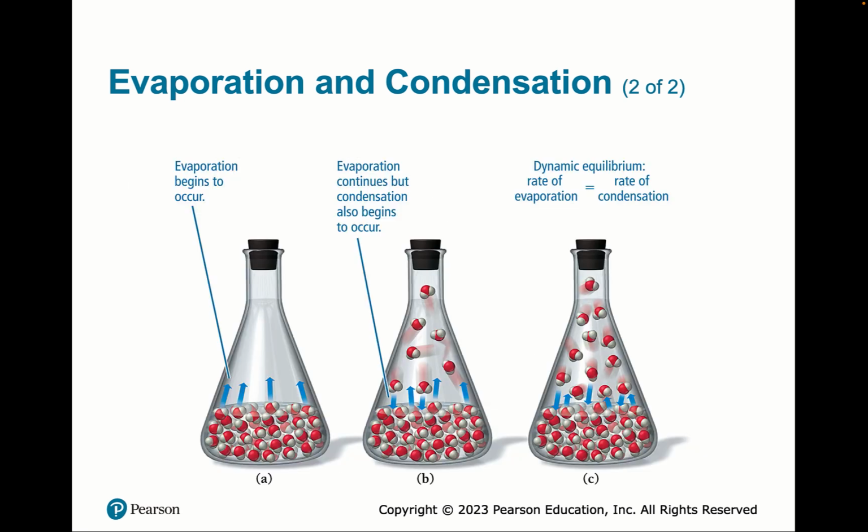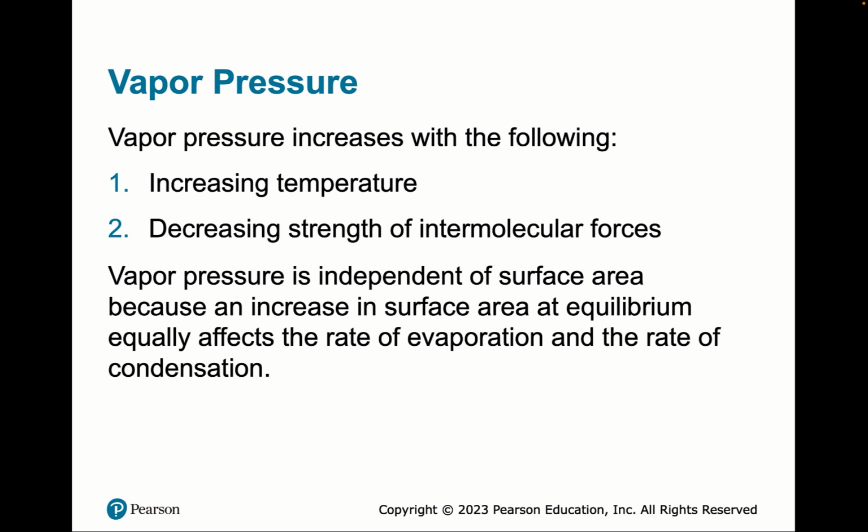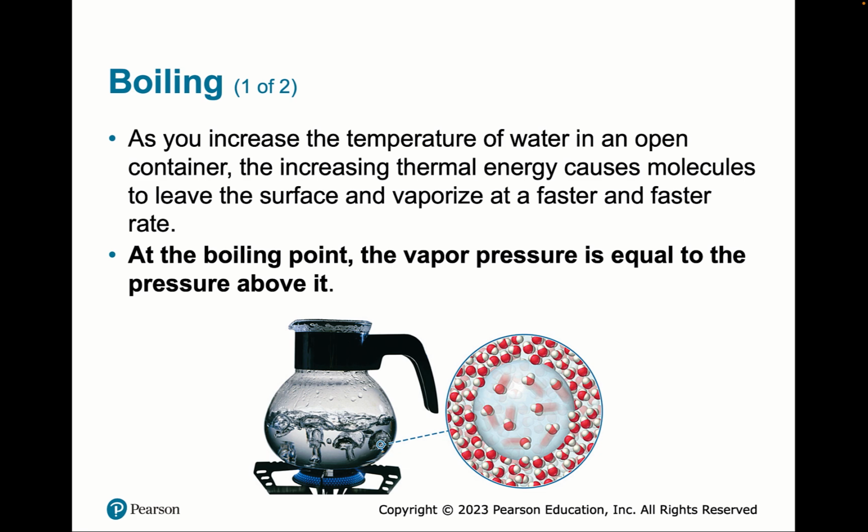This is illustrated here. Initially, you stopper it, and you have a vacuum or atmosphere in there. Some start to evaporate, and then it reaches a point where evaporation and condensation happen at the same rate. That is the equilibrium, and that is at the vapor pressure. How can you increase the vapor pressure? Increase the temperature, or decrease the strength of the intermolecular forces. So that's how you can do it.